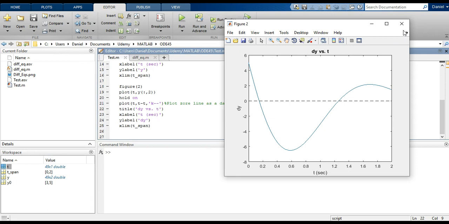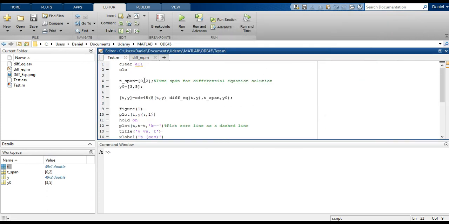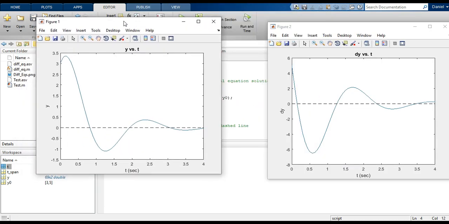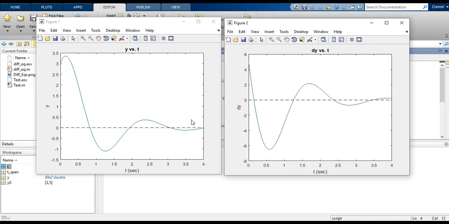So let's now see what happens if I increase that to time span of 4. Okay. What we see is that the solution, or let's see, y versus t, is basically a sine plus cosine function that is decaying over time. This will be kind of similar to a spring that has some damping that you have at some initial position, you let go, it's going to oscillate over time, and then come back to rest. And here we have the velocity again.